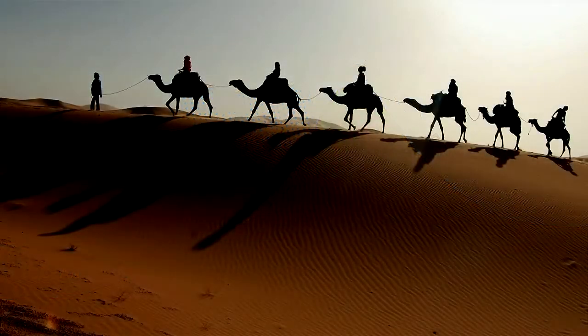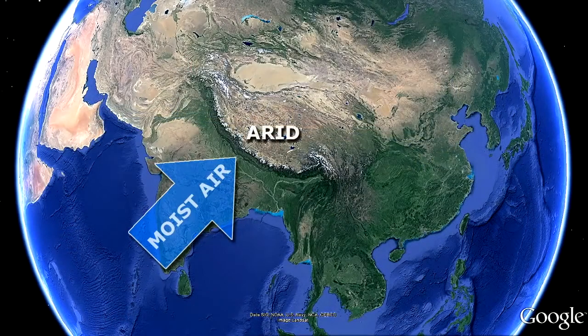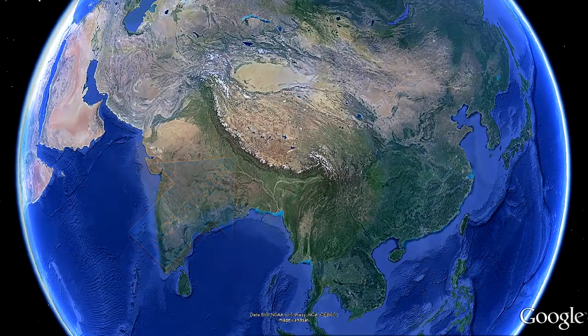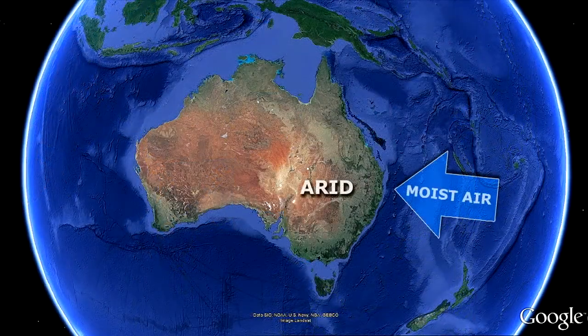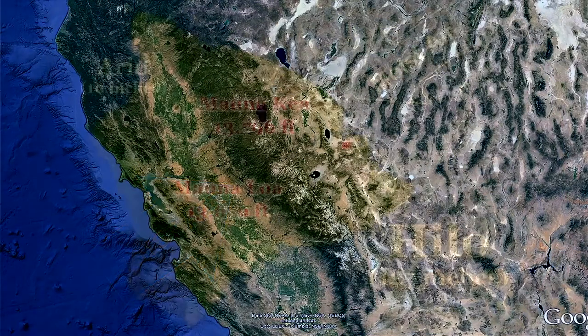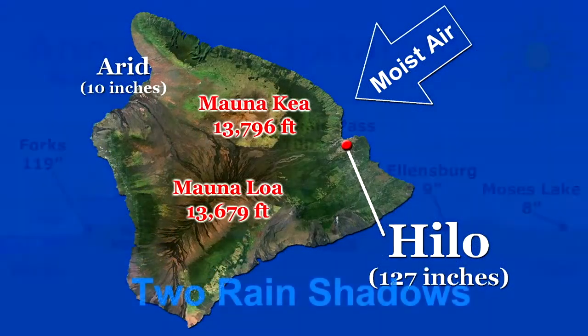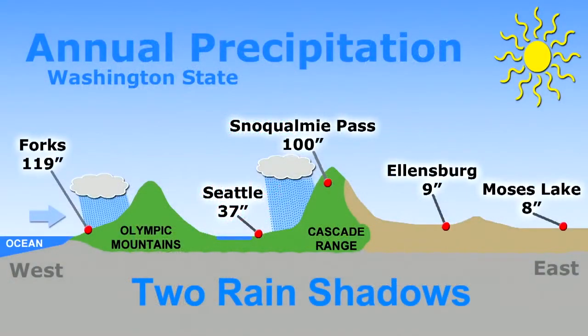Some of the driest places around the world exist because of the rain shadow effect. There's a rain shadow north of the Himalayas in Asia, a rain shadow west of the Great Dividing Range in Australia, a rain shadow east of the Sierra Nevada mountain range in California, and that rain shadow southwest of Mauna Kea on the Big Island of Hawaii. And here in the Pacific Northwest, we actually have 2 rain shadows.